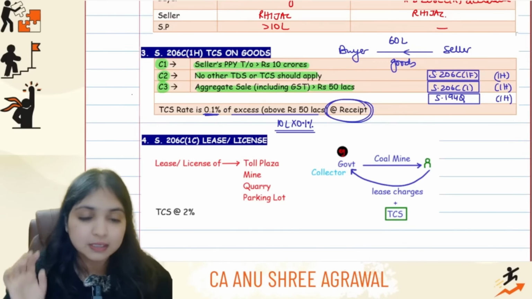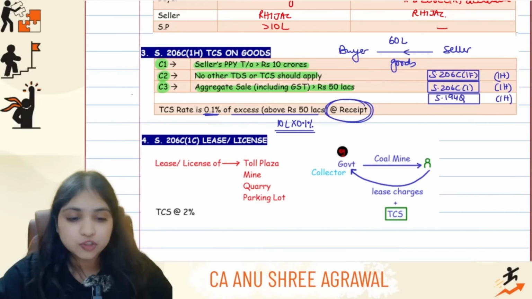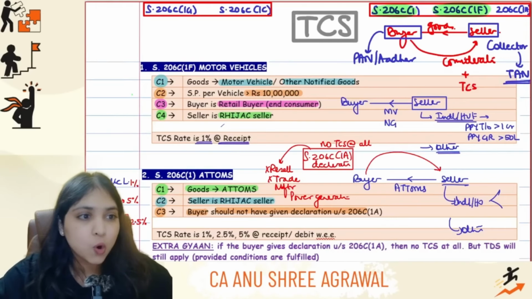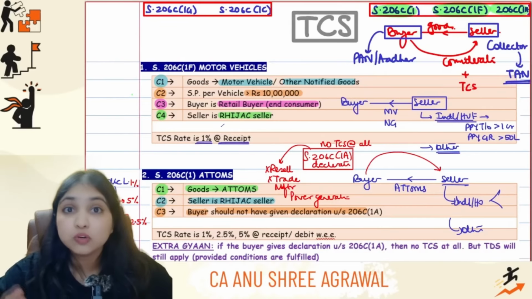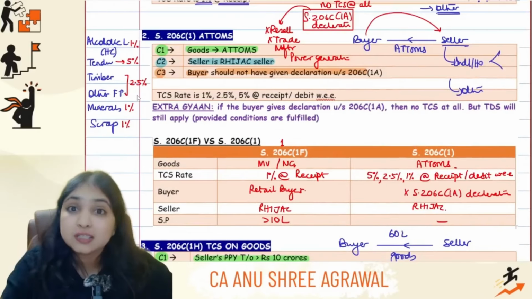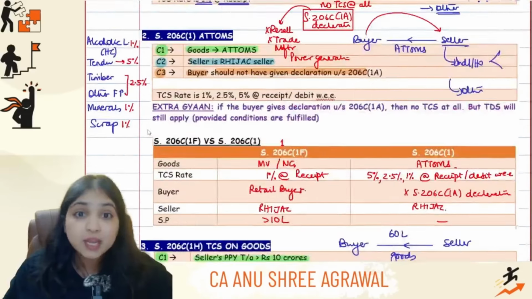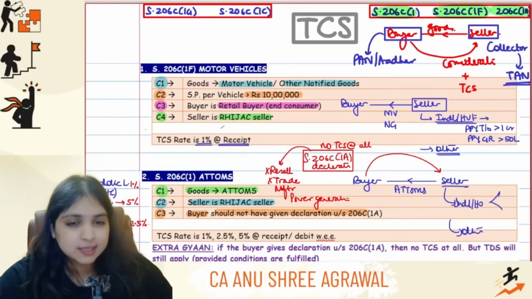Okay, 0.1%. And when will the TCS be collected? At the time of receipt. Alright, this was your third TCS section. So with this, all the three TCS sections with respect to goods you have completed. 206C1F is only for motor vehicles. 206C1 is only for atoms. 206C1H is for all goods. Okay. Now coming to the other two TCS sections, 206C1C and 206C1G.